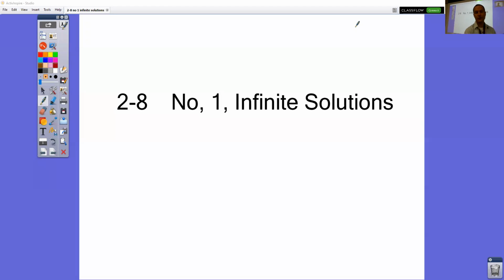This is the lesson for 2-8: no, one, and infinite solutions. Every equation that you've solved up to this point has had one solution. You've always had a letter equals a number, whatever that number happens to be. It might be positive, it might be negative, it might be a decimal, but up till this point, you've always had x equals a number. That has been one solution.